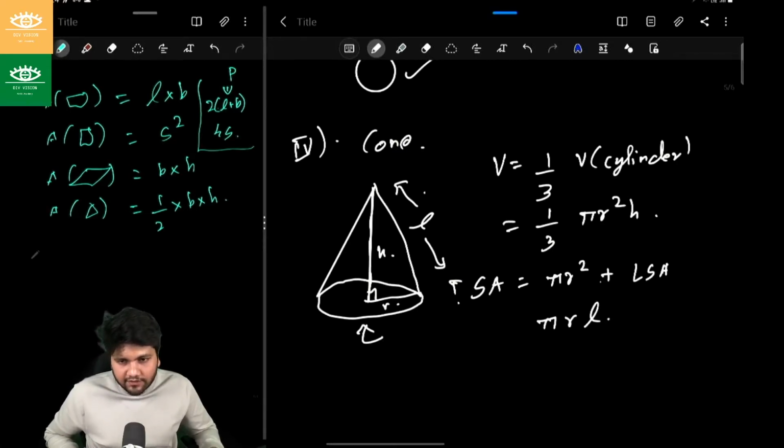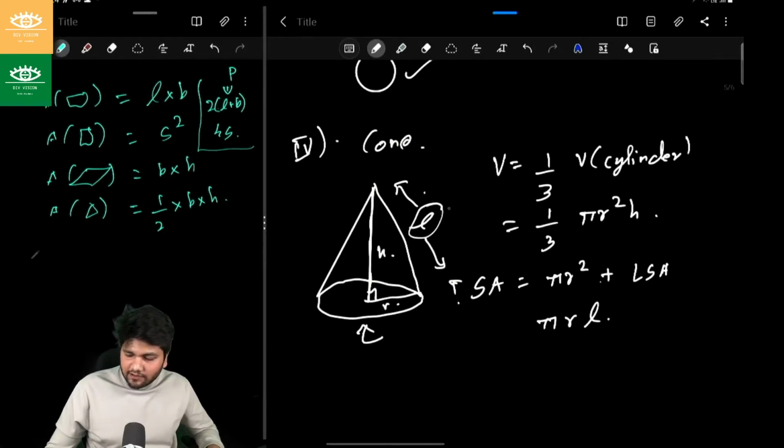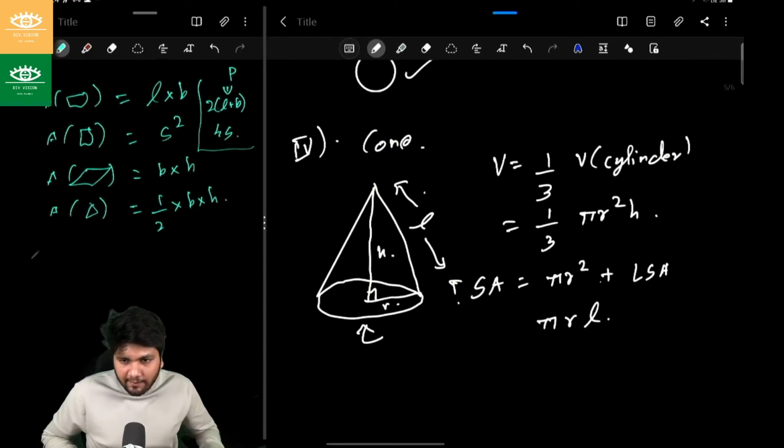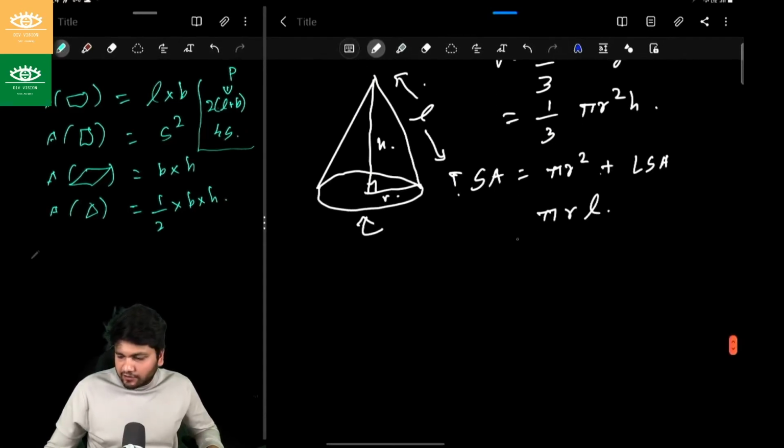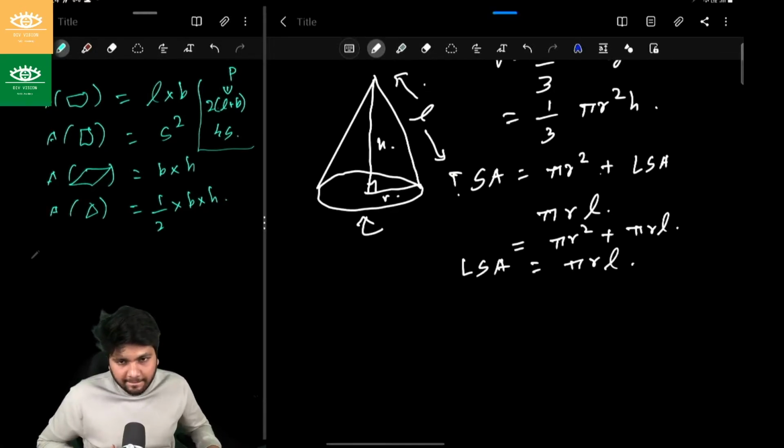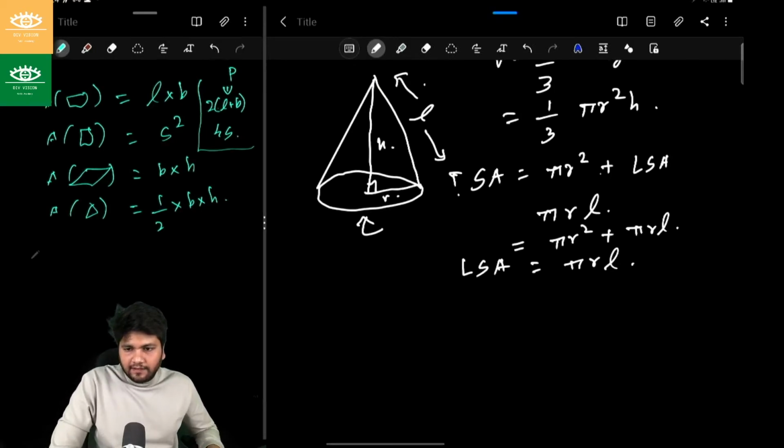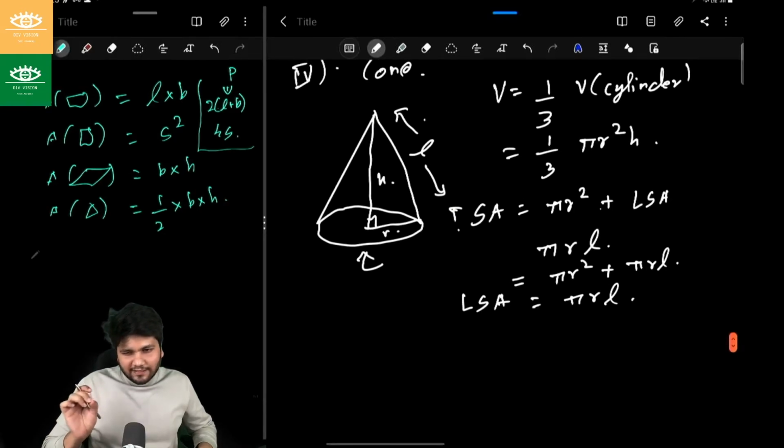We have to give some importance to this L as well. That's why it's going to be pi r L. So remember, the total surface area is going to be pi r square plus pi r L. But the lateral surface area is only going to be pi r L. Now, for the cone, it's a little tricky. So for total surface area, you just have to remember it's the area of the circle plus the lateral surface area, which is pi r L.